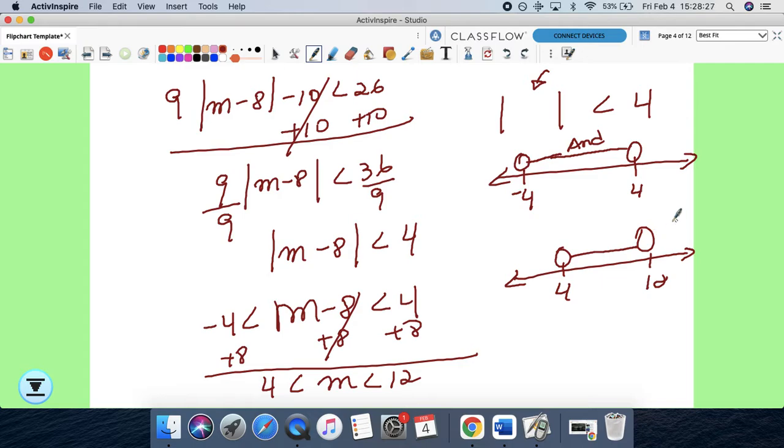Okay. And then if you have time, pick a number on this side of 12. 20. 20 minus 8 is 12. Absolute value of 12 is 12, which is definitely not less than 4. So again, numbers to the right of 12 don't work. So the only numbers that work are numbers between 4 and 12, not including them. So I'm going to write it. And there it is.